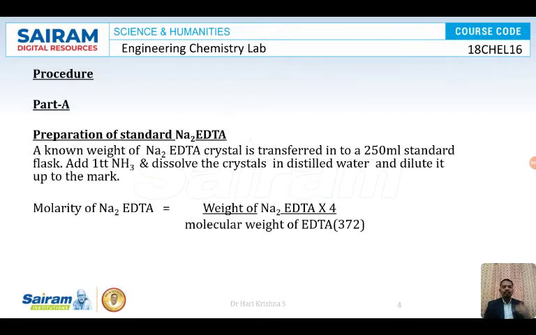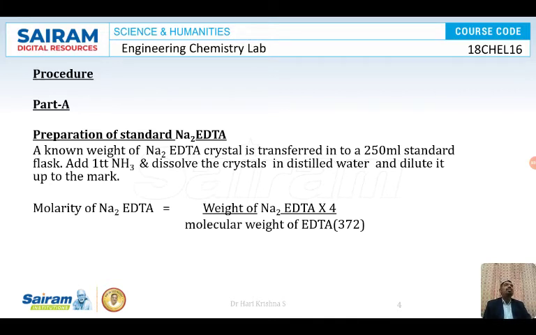Every volumetric estimation contains two parts, part 1 and part 2. Here, part 1 is the preparation of Na2EDTA. We take W grams, or a known weight, of Na2EDTA crystals and transfer them to a 250 ml standard flask. Add 1 test tube of ammonia, dissolve the crystals, and add distilled water up to the mark. This will be shown to you in your demo.